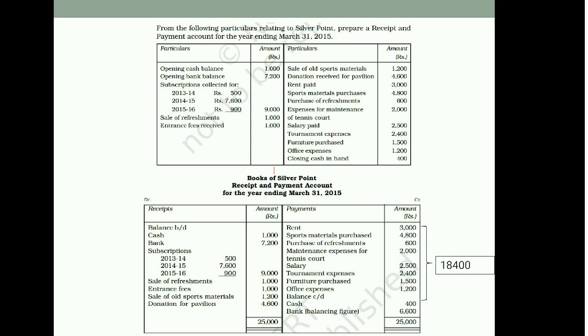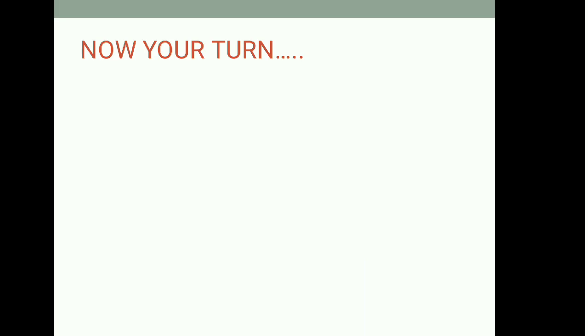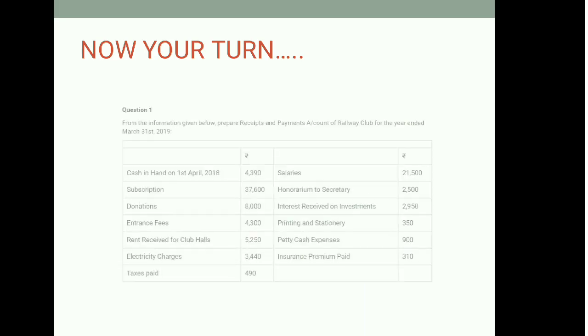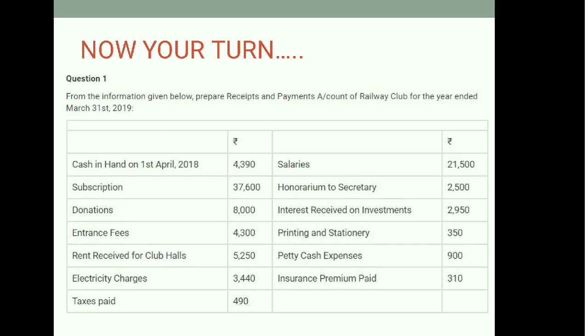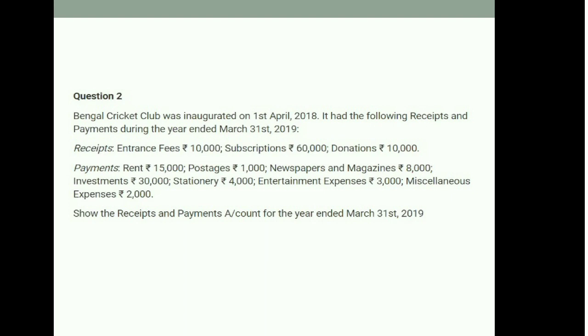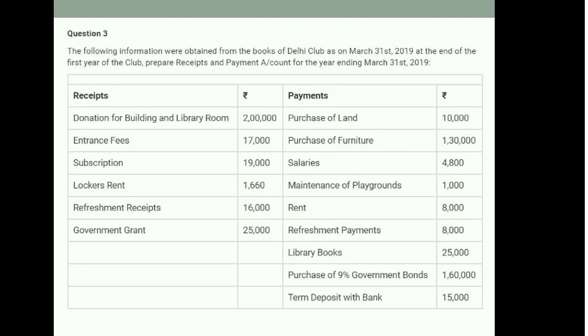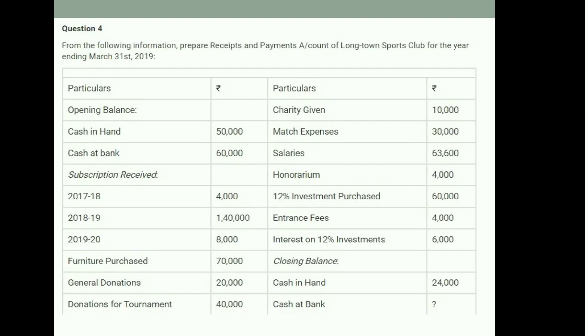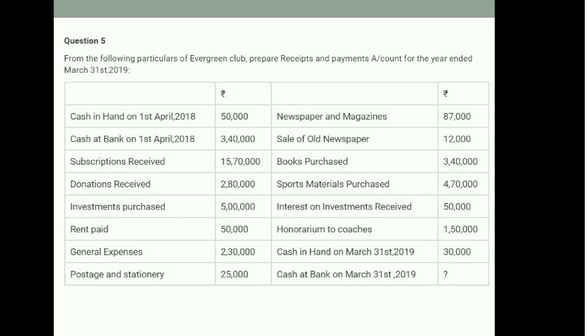Go ahead. It's now your turn to complete the questions. Just see. This is question number 1. You have to prepare the receipt and payment account. I will provide you the answer in the next video. This is your question number 2. This is your question number 3. This is your question number 4. And this is your question number 5. You all have to complete these questions and send me the solutions in personal. I'm waiting for your solutions.